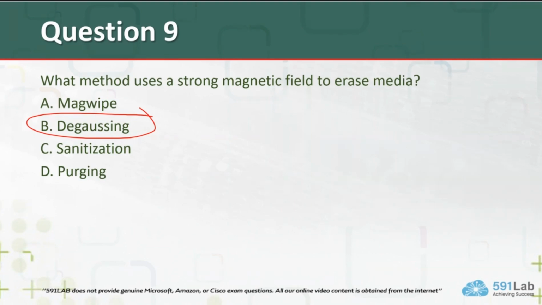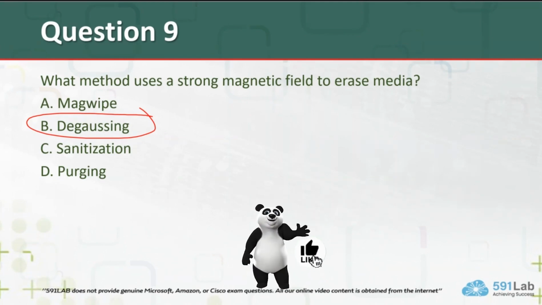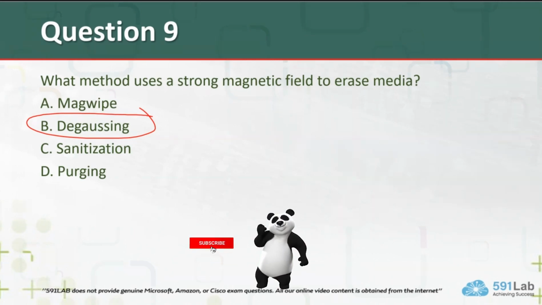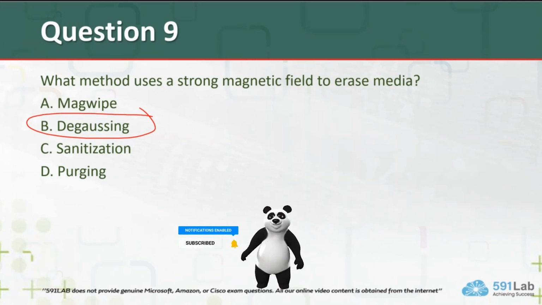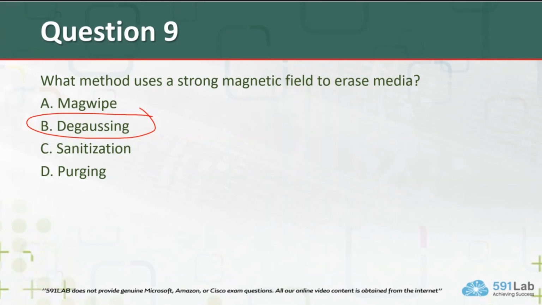Sanitization is a combination of processes used to remove data from the system or the media to ensure that it cannot be recovered. But it's the term, not actually using the strong magnetic field. I would say sanitization is a result of degaussing on hard disk drives. And purging is a form of clearing used on media that will be reused in a lower classification or a lower security environment.